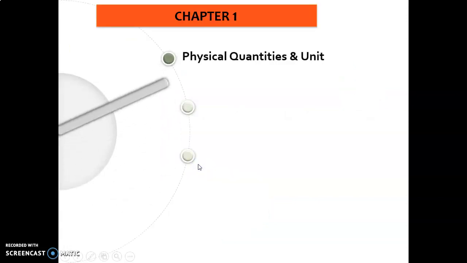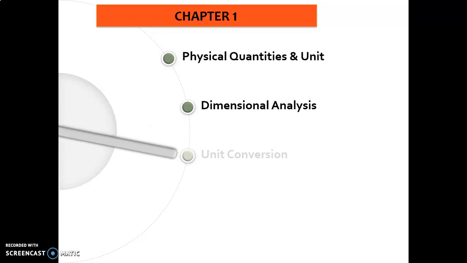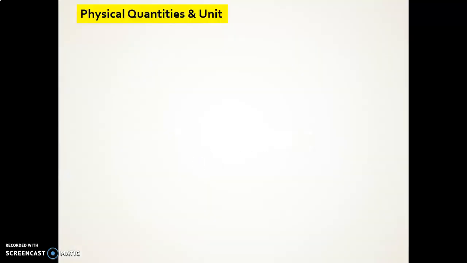In chapter 1, the topics are physical quantities and unit, dimensional analysis and unit conversion. What is physical quantity? Physical quantity is a quantity that can be measured and can be expressed as the combination of a magnitude and a unit.